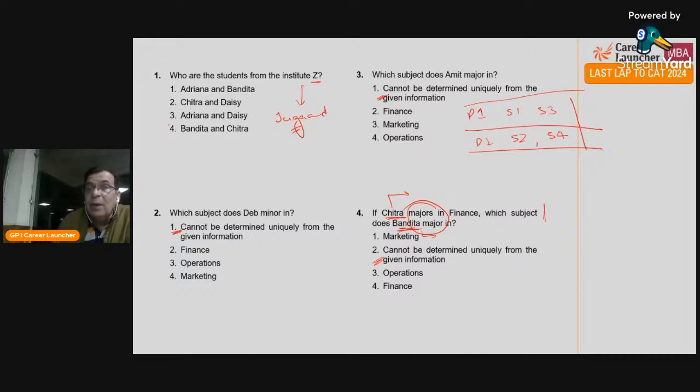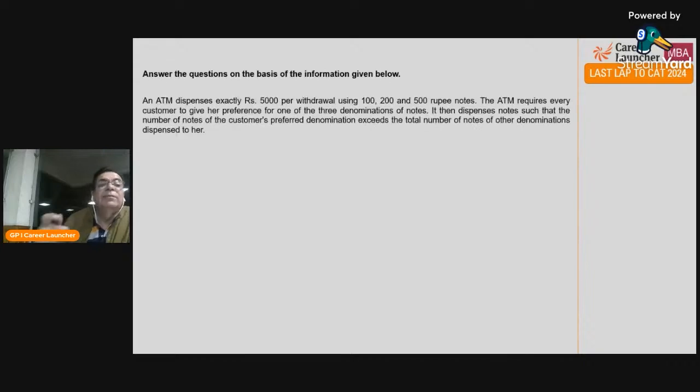At this point of time, I have not come across any set which I would think is not doable for me, or which is something I am not interested in. Okay, let's go to set number 5.